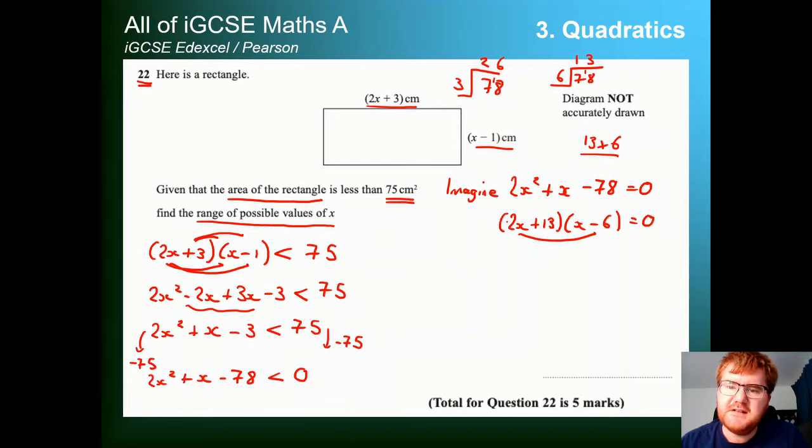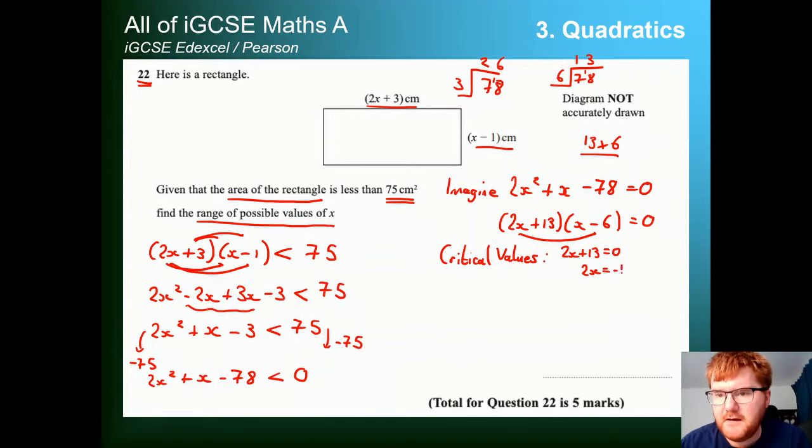Now we've factorized this, we now need to work out what are called the critical values, because this is not an equation, it's an inequality, but we approach it in the same way. So the critical values, so first of all, either 2x plus 13 is equal to 0, therefore 2x is equal to minus 13, x is equal to minus 13 over 2, which is equal to minus 6.5, or x minus 6 is 0, x is 6.